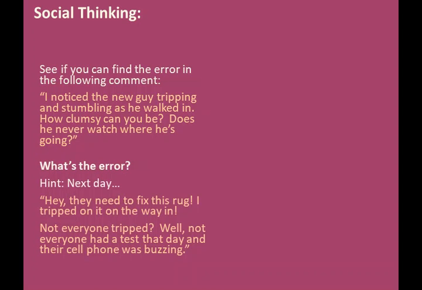What is the error? Well, think about it this way. The next day, hey, they need to fix this rug. I tripped on it on the way in. Not everyone tripped. Well, not everyone had a test that day and their cell phone was buzzing. So the idea here is this. That person that we blame as being a clumsy individual, well, maybe they weren't clumsy. Maybe we should not have attributed their clumsy-like behavior to personal characteristics of the individual. Maybe it was a situational cause. Maybe there was something wrong with the rug.